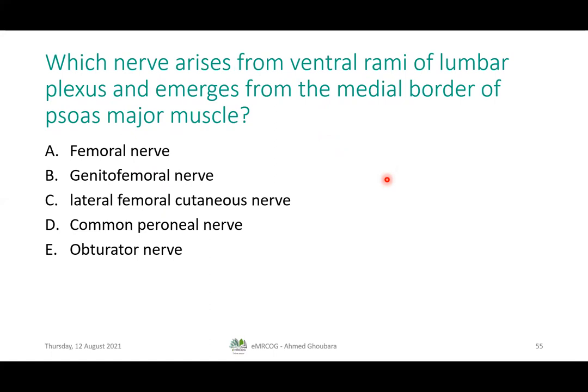So which nerve arises from the ventral rami of the lumbar plexus and emerges from the medial border of the psoas major muscle? This nerve is very important for the gynecology team, I'll tell you why in a second. Which nerve of those is a branch of the lumbar plexus and has important relations to the psoas muscle?